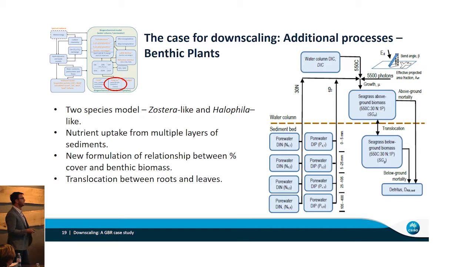Next being we were able to include benthic plants. So this isn't necessarily important in deep water, but certainly in the coast where the optics allow light to penetrate to the bottom. It allows a couple of seagrass species to grow, Zostera and Halophila, and they grow by uptaking nutrients from the sediment, and there's an above ground biomass and a below ground biomass. So this is particularly important for answering blue carbon questions.